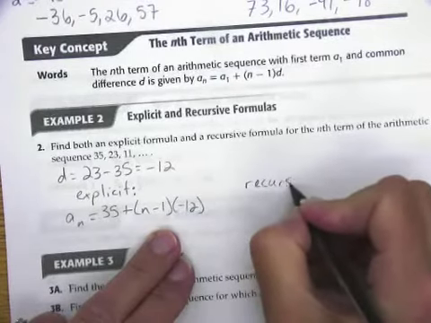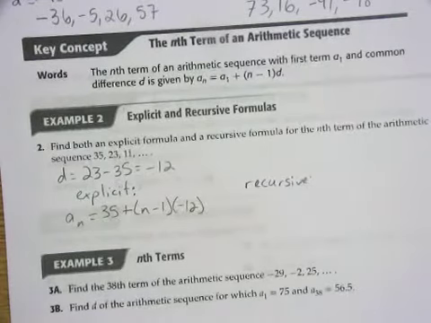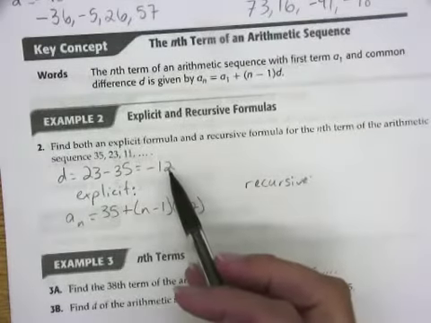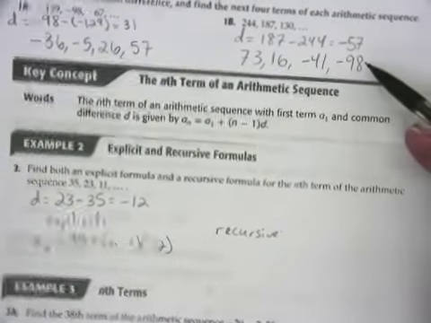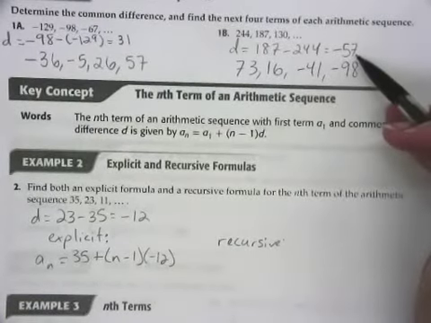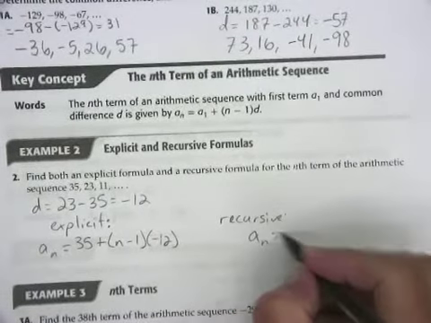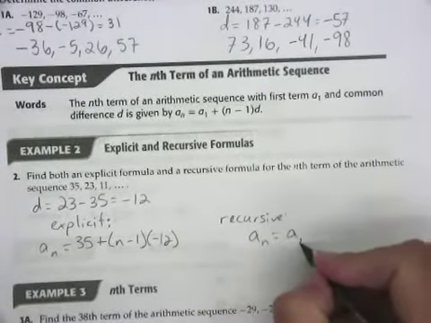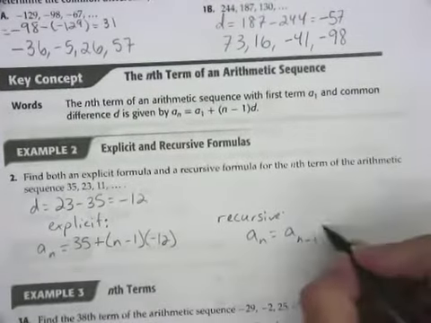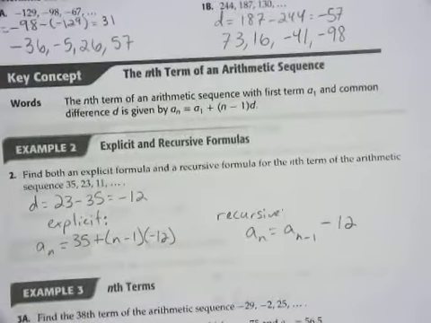Recursively, if I'm defining this sequence recursively or with a recursive formula, what I'm doing is referring to my last term. Well, we talked back here about how what I'm doing in order to find my next term is applying my common difference. So that's what we would do here. My a sub n could be expressed as a sub n minus 1 minus 12, because my common difference was negative 12.